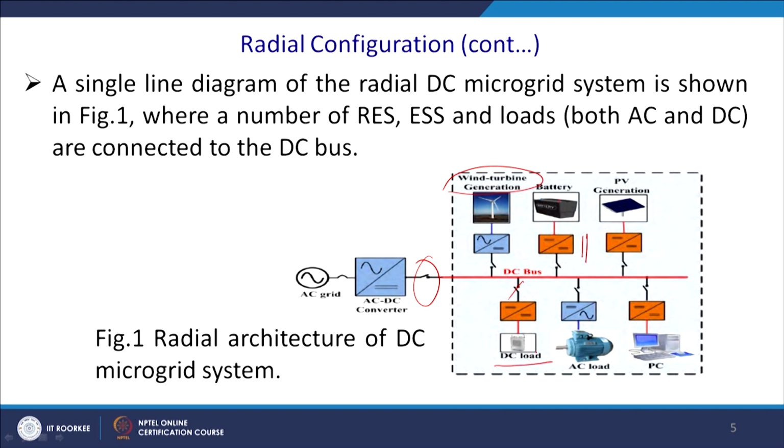Generally you can have regenerative braking also. If it is a DC load and it is resistive, then it is unidirectional. Then you can have an adjustable speed drive, then you have nonlinear or constant power loads, or CPLs. These are computers, desktops, laptops. So, these are the radial architectures of the DC microgrid system.